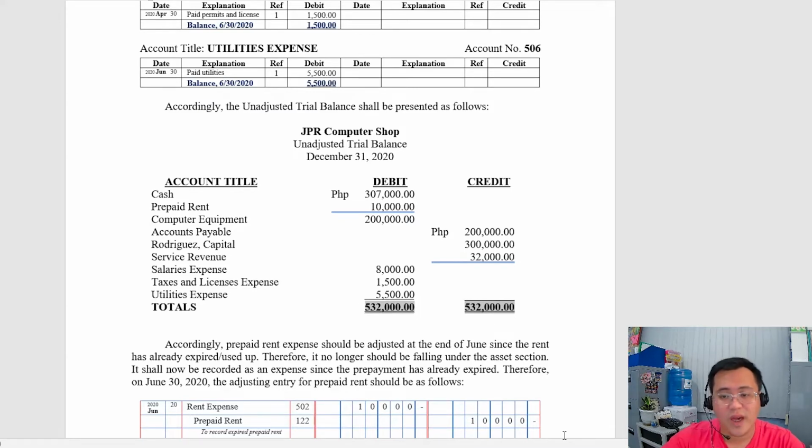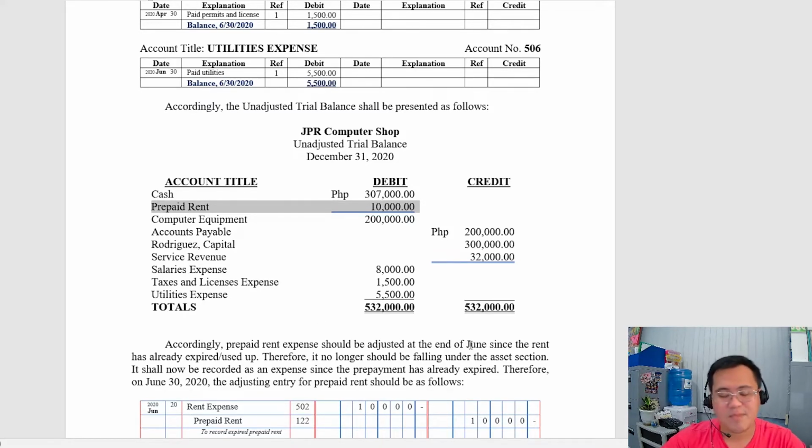So this is where the counterbalancing error happens. Diba? If you could recall, to reiterate, the balance that we had was 532,000. But our second account now is not prepaid rent but prepaid expense. So this is where your counterbalancing error occurs. So that's why we do adjusting entries.